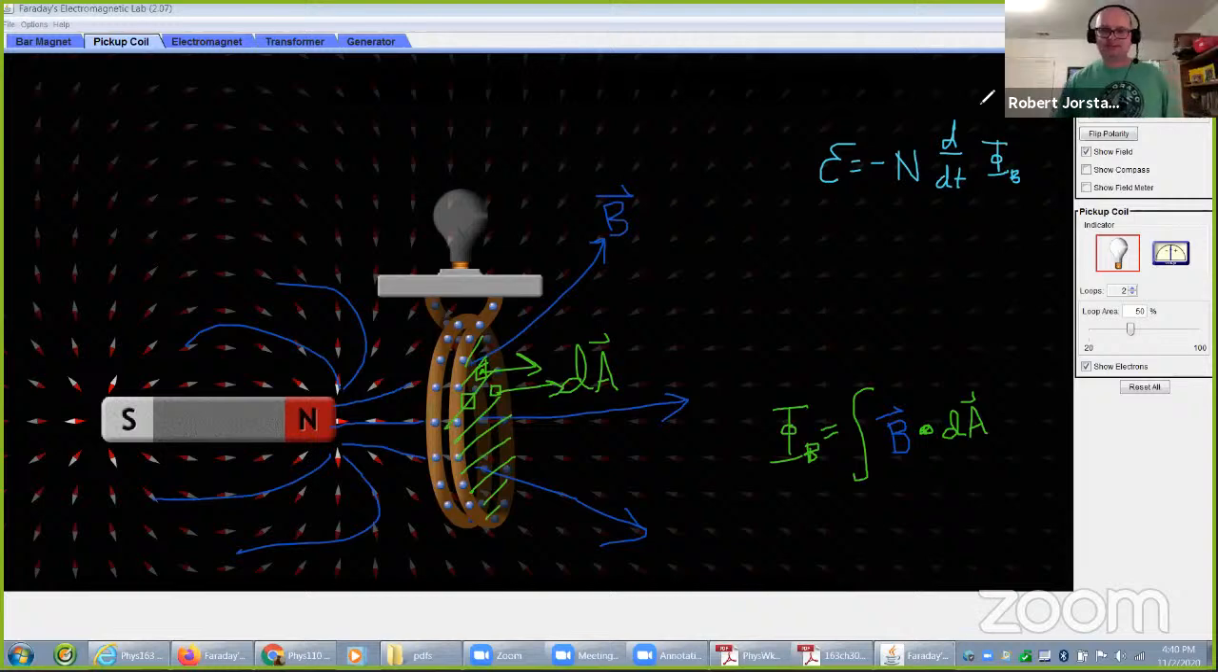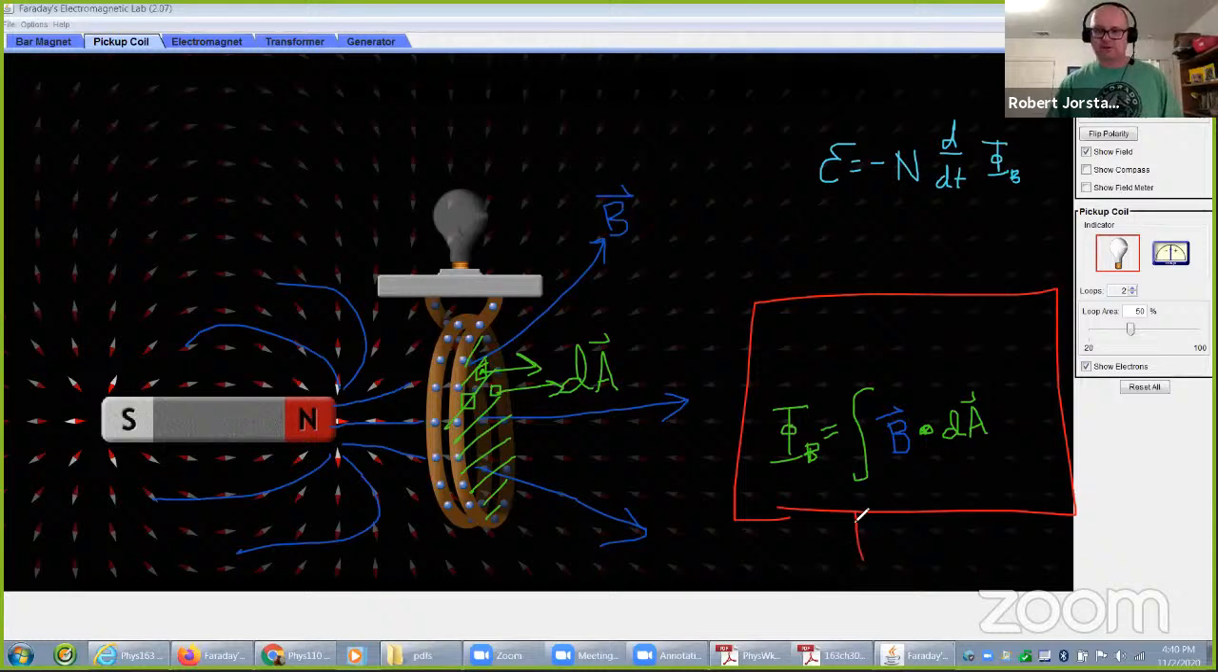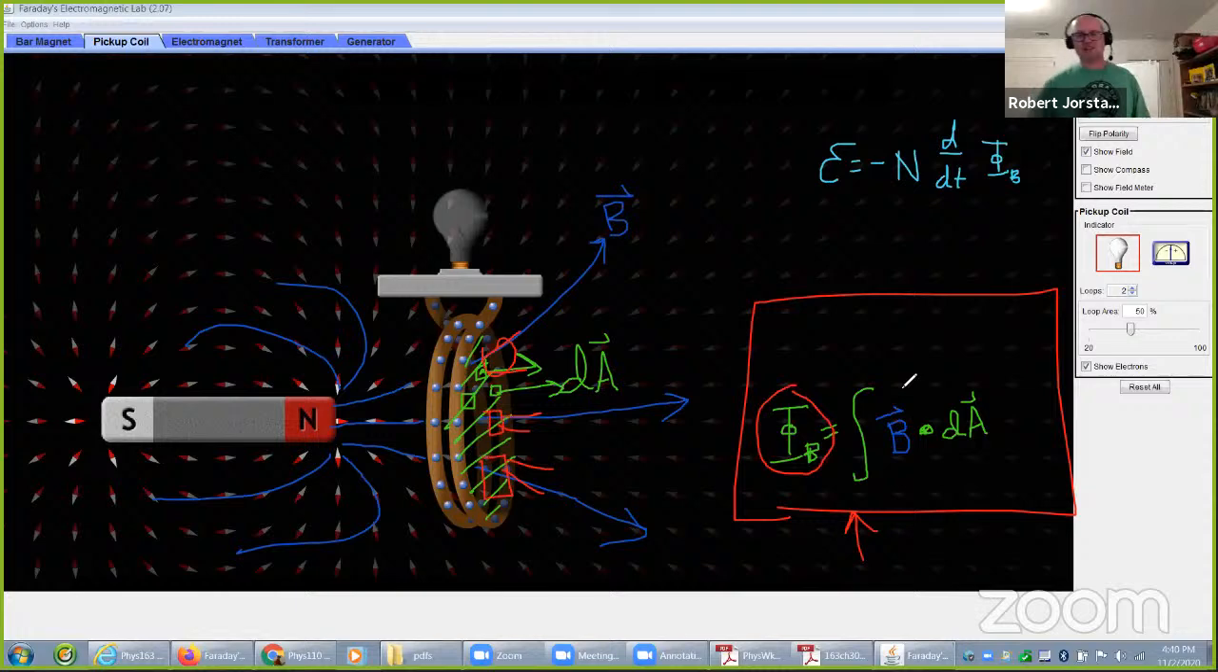And we see, if you do this integral that I'm enclosing right here, the idea is you add up the dot product between B and dA for this piece, plus the dot product of B and dA for this piece, plus the integral of B dot dA for this piece. You add those all up and you get the magnetic flux. It's essentially a measure of how much magnetic field penetrates the loop.